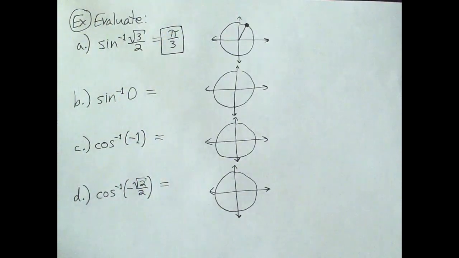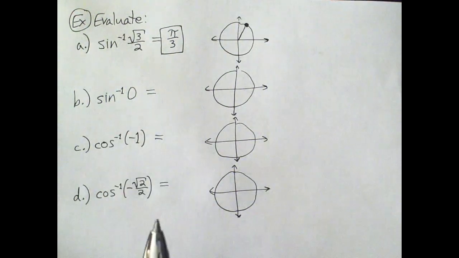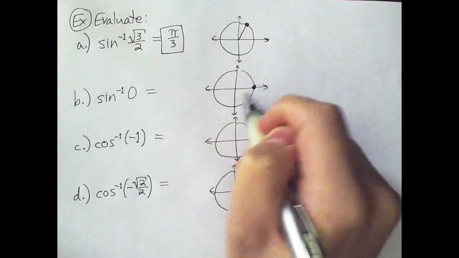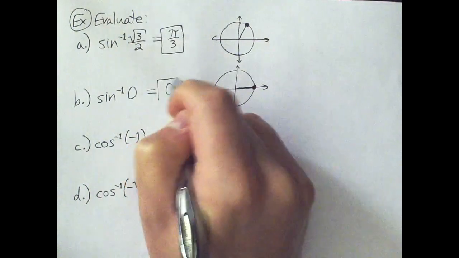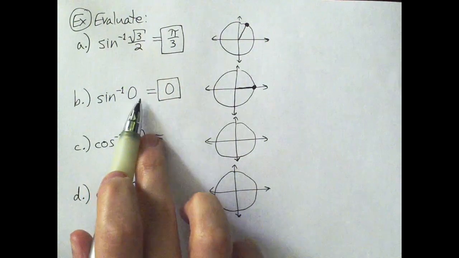We did one that was like that earlier, right? I don't think we did exactly this one. Maybe, yeah, we did the negative version of this. How about 0? You could ask yourself, do I know a number that when I take sine of it, the result is 0? And it's going to be right here. It's this number right here, which is 0. Sine of 0 is 0. So inverse sine of 0 is 0.